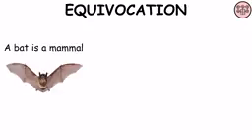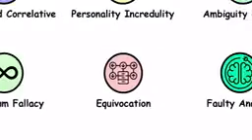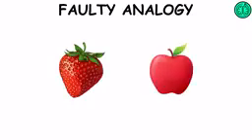Equivocation. The equivocation fallacy refers to the use of an ambiguous word or phrase in more than one sense within the same argument. Faulty analogy. A faulty analogy is saying that two things are alike in other ways just because they are alike in one way.